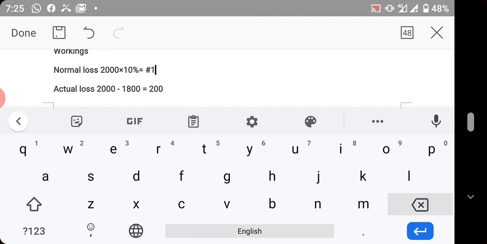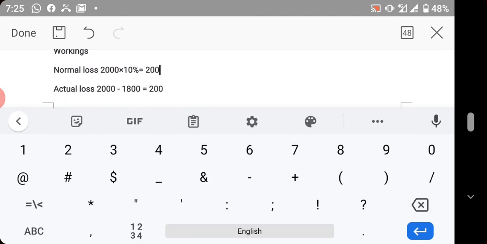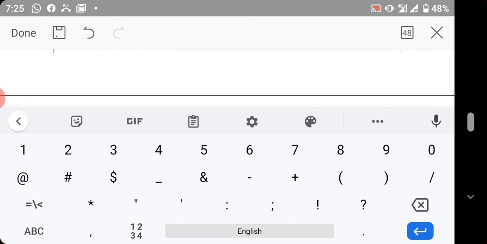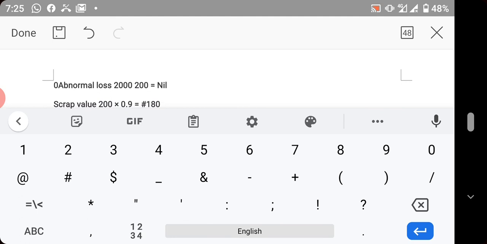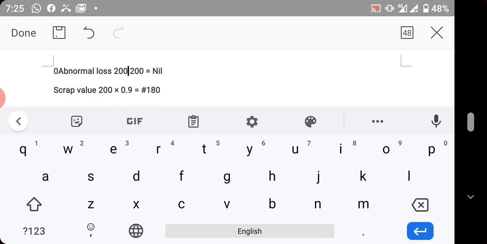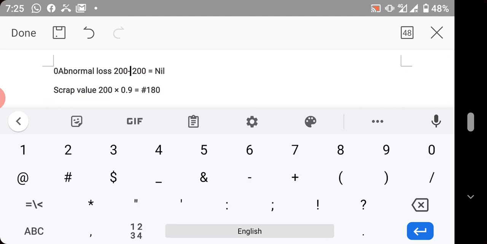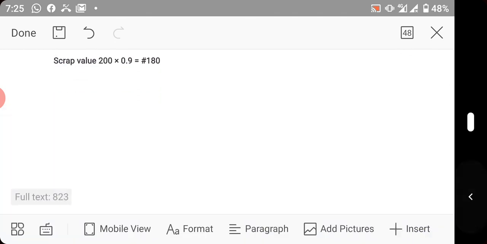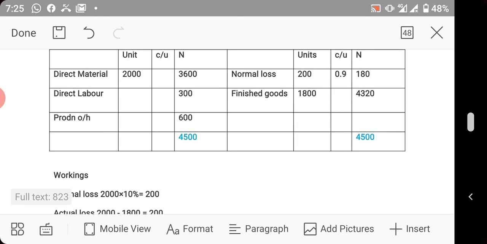So normal loss is the same, 200, which is 2000 times 10% will give us 200. Actual loss is 2000 minus 1800. That's actual loss, 200. You understand? Then abnormal loss is 200 minus 200, which is nil. So we've gotten our abnormal loss. Then scrap value is 200 times 0.9, 180. So you come here, 180.